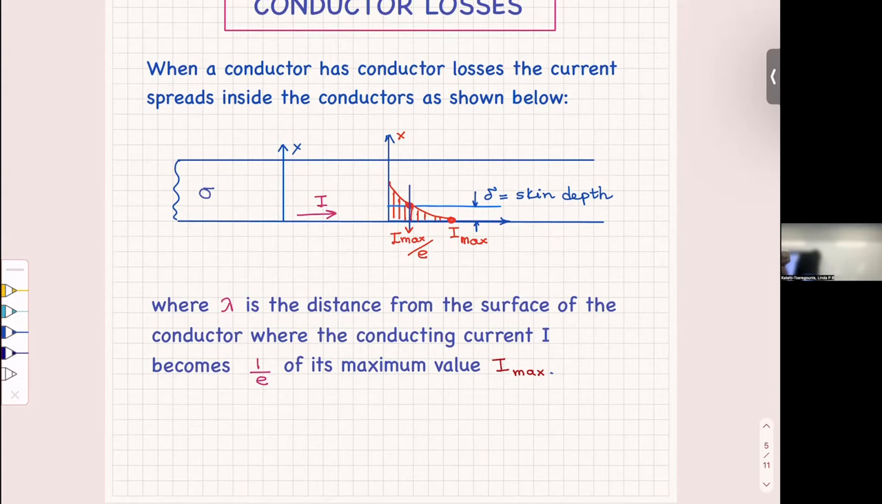And also, this is something that is given to you. Skin depth is something that people measure. They have it from other analyses, and they will give it to you. And what else? It is a function of frequency.